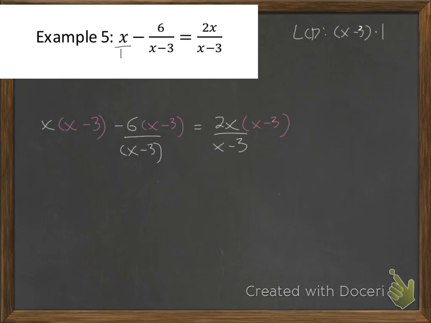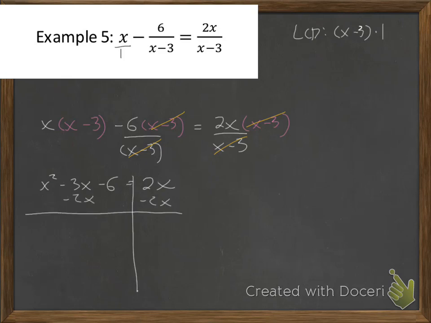Okay, so of course the magic now happens, right? We can cancel this out and cancel this out, and we're left with x squared minus 3x minus 6 equals 2x. Okay, so we again have a quadratic, so our goal is not to get x on one side and numbers on the other. Our goal is to get 0 on one side. I am going to accomplish that by subtracting 2x from both sides. Okay, so be careful with that. Make sure you don't add 2x. Make sure you subtract it.